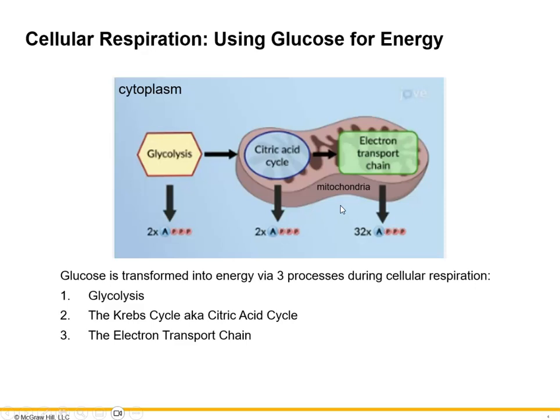This is a basic overview of the 3 steps of cellular respiration. I wanted to start out simple and then get more in depth. So it's good to keep in mind we've got 3 steps: glycolysis, and then the citric acid cycle, which is also known as the Krebs cycle, and the electron transport chain.